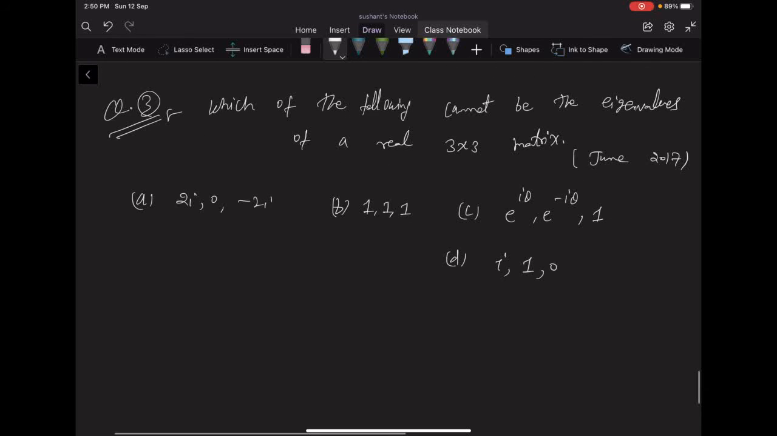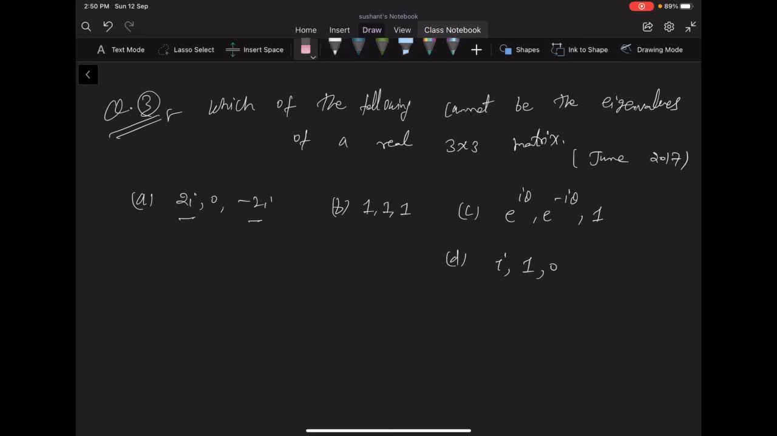Now it is given that the matrix is a real 3 cross 3 matrix. For a real matrix, all the eigenvalues are real, or if one of the eigenvalues is complex, then its complex conjugate will also be an eigenvalue. So in option A, 2i is an eigenvalue, but minus 2i is also present in the spectrum of the real matrix. So these are possible eigenvalues of a real matrix.